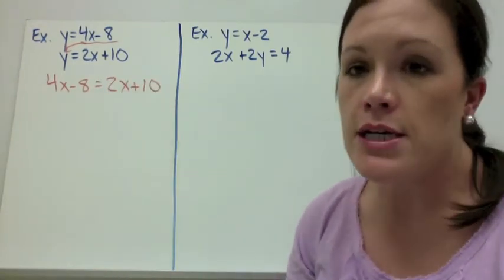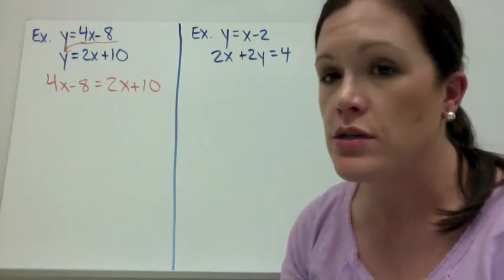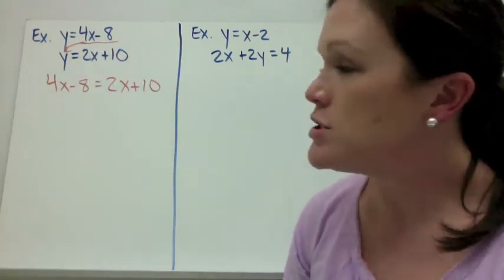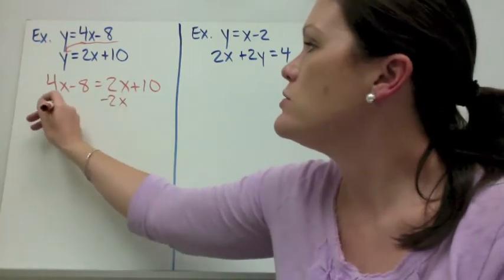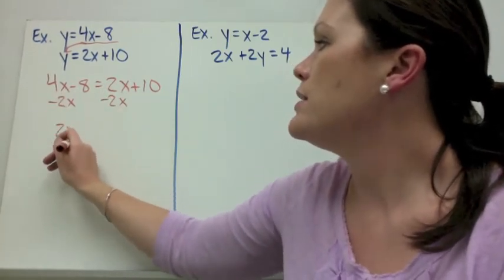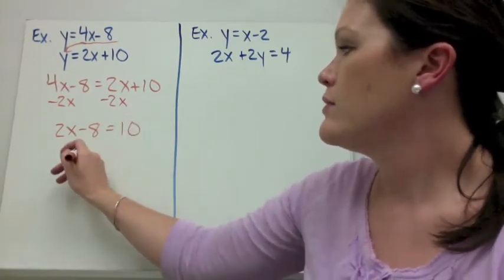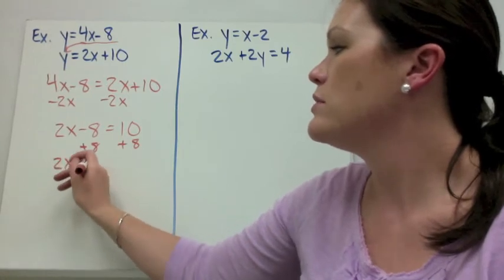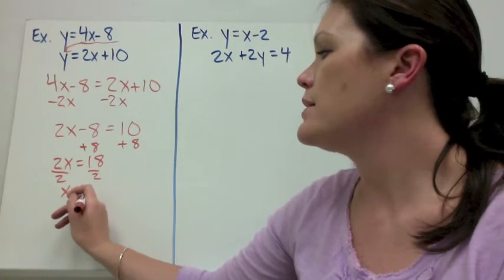Now I can solve the equation because now I only have one variable, whereas before you couldn't get x or y all by itself when they're both in the same equation. Now we can solve for x. We subtract 2x. Bring down: 2x minus 8 equals 10. We could add 8 to get 18, so 2x equals 18. Divide by 2, so we get x equals 9.